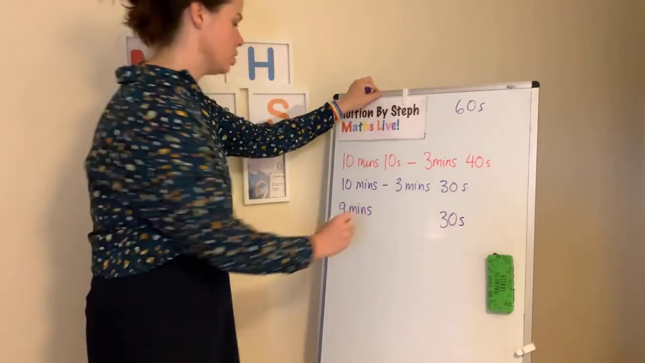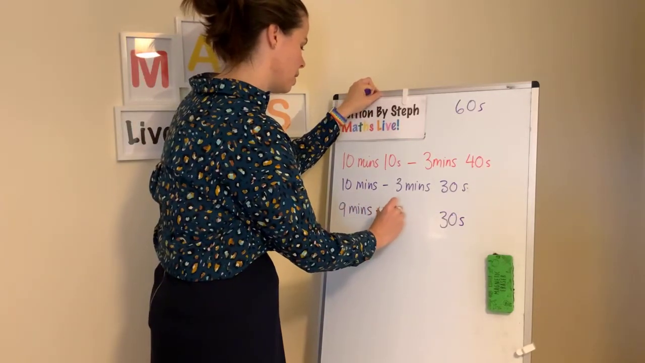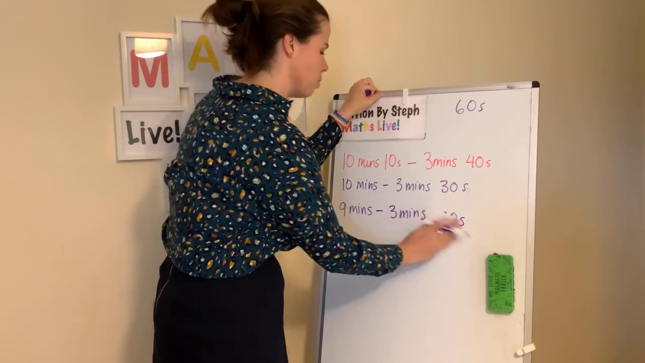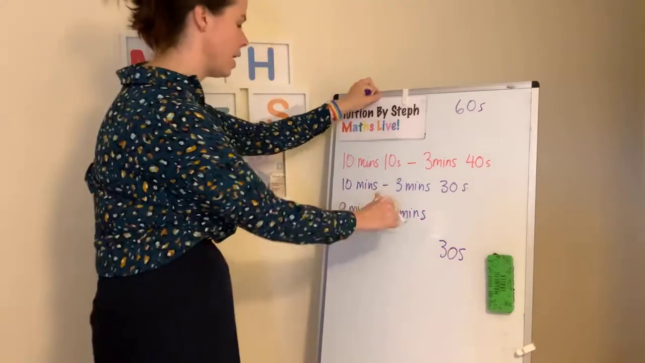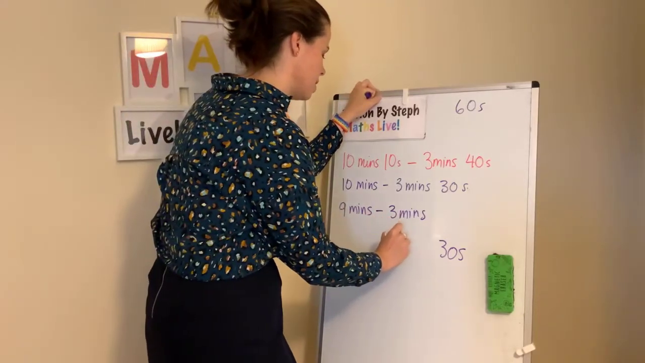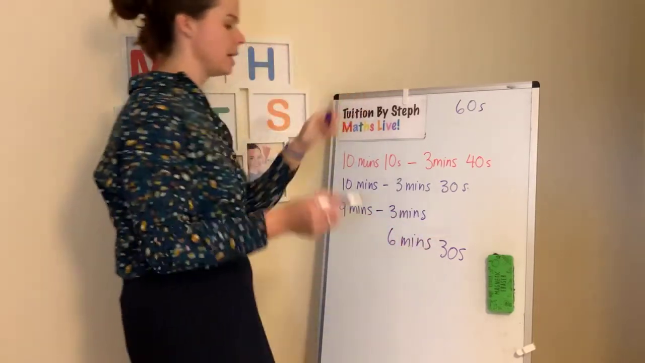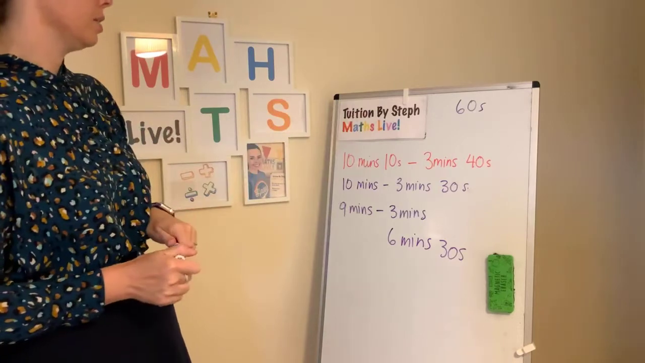Okay, so now I'm doing, already got that, that's already in our answer. We're done there. And then 9 take away 3 is 6. So our answer is 6 minutes, 30 seconds.